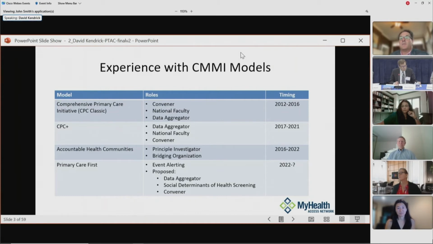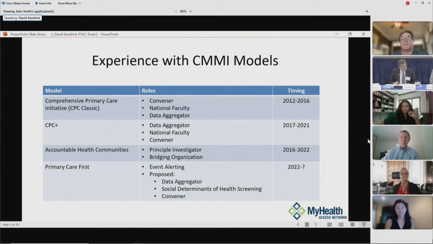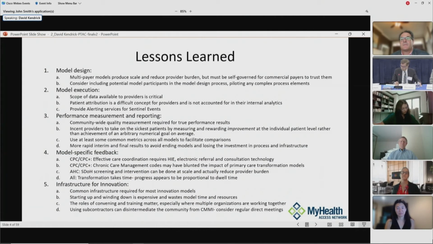So our experience with the models from CMMI is pretty extensive. We were originally in CPC Classic, CPC Plus, AHC as well, and now entering into Primary Care First. And so these are hopefully practical lessons learned from on-the-ground work, really picking up where Dr. Zimmerman's last slide ended, which was with information technology and infrastructure. Next slide, please. So there are 5 categories of lessons learned I want to convey to you today with some sub-bullets, and I'll try to get through them all. Next slide.